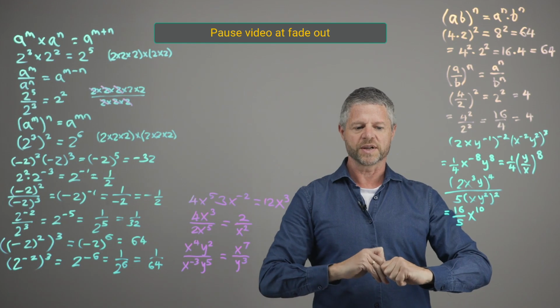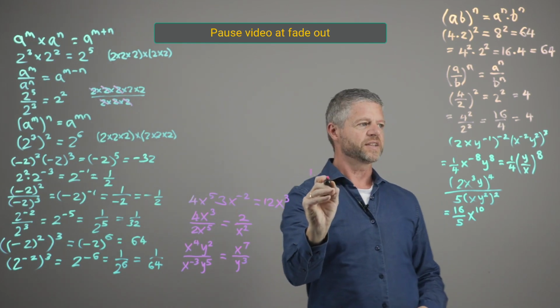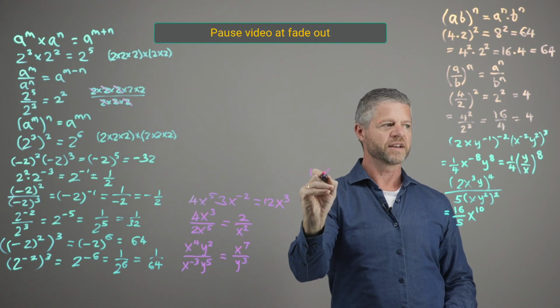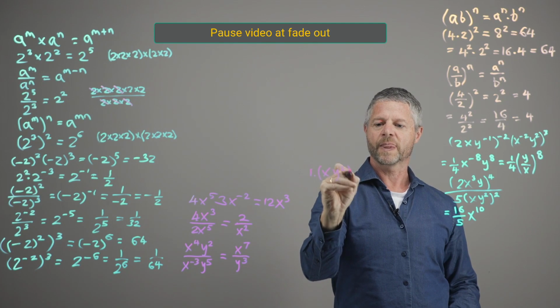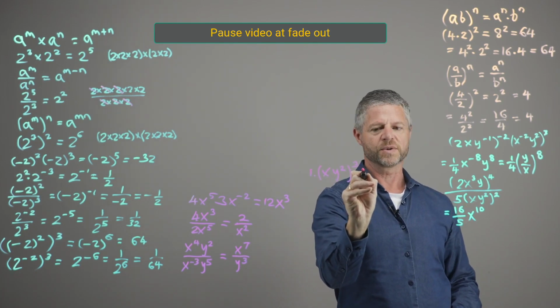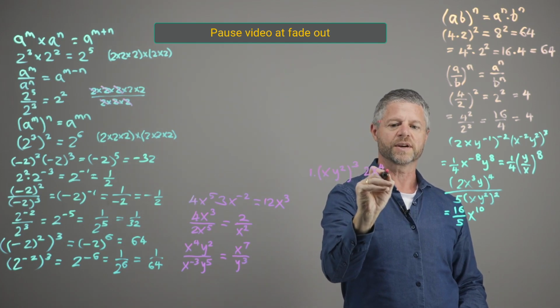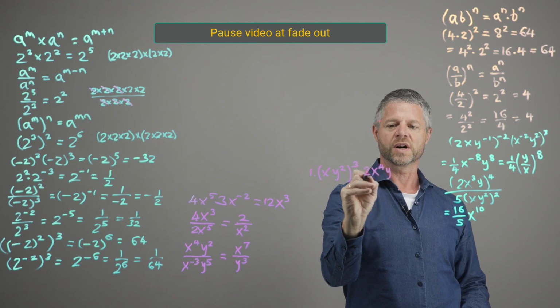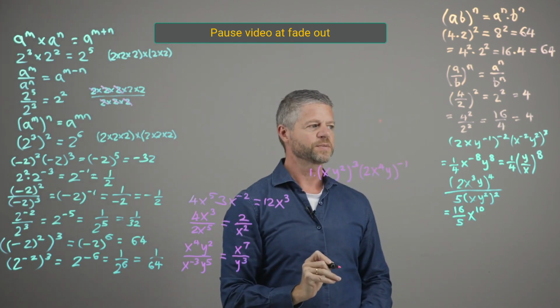So for the first one, work on simplifying this expression here. I'm going to have x y squared, and I'm going to cube that, and then we'll have 2x to the 4th power, and then a y, and we've got a minus 1 exponent for that.